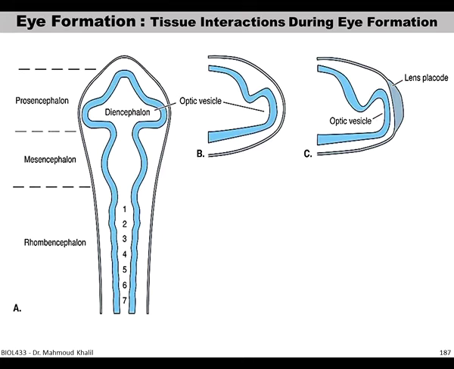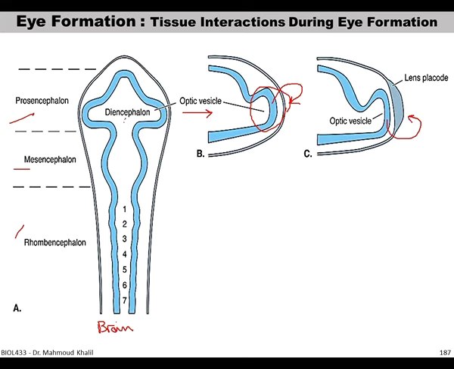Now we'll talk about eye formation and tissue interaction during eye formation. You can see here that the brain, which is formed, is differentiated into three regions: the prosencephalon, the mesencephalon, and the rhombencephalon. In the prosencephalon, there is a region called the diencephalon. If you look to its side, it protrudes to the outside to give the optic vesicle. This optic vesicle stimulates the overlying ectoderm to become thickened to form the lens placode.